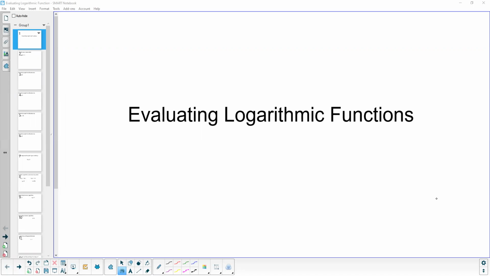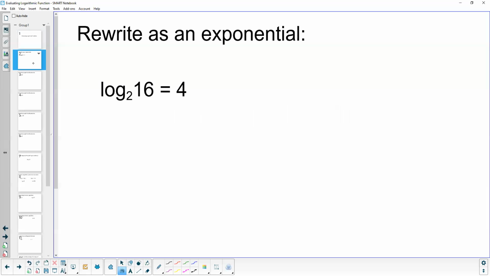If you have questions about rewriting logarithms as exponentials, or about what a logarithmic function is, be sure to check out the previous videos in which we discuss those things. So when it comes to evaluating logarithmic functions, what we want to make sure we know how to do is rewrite something as an exponential.